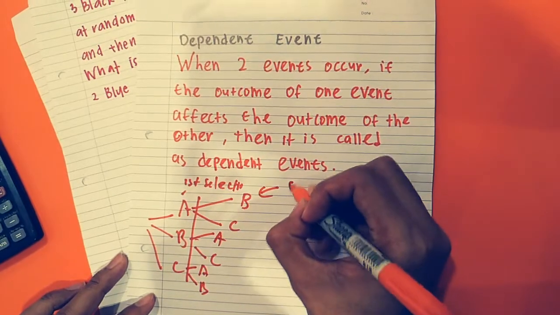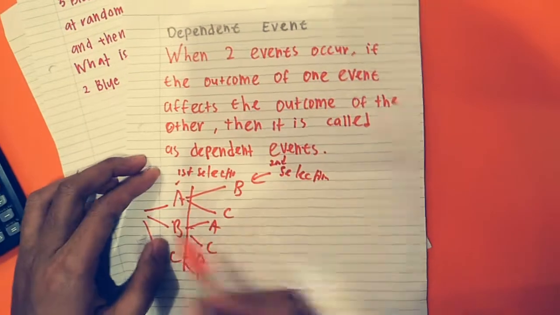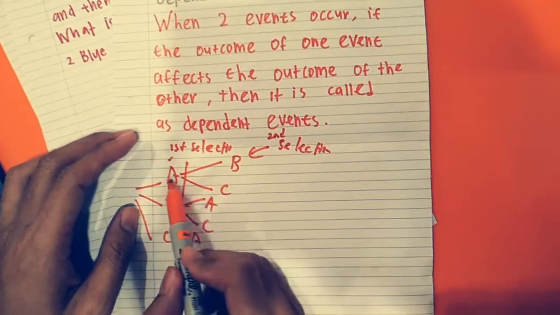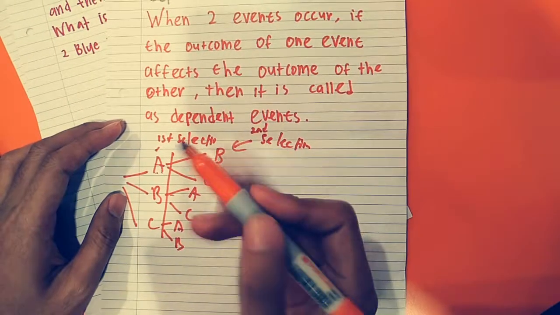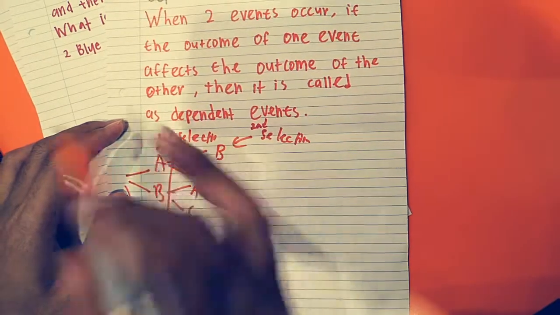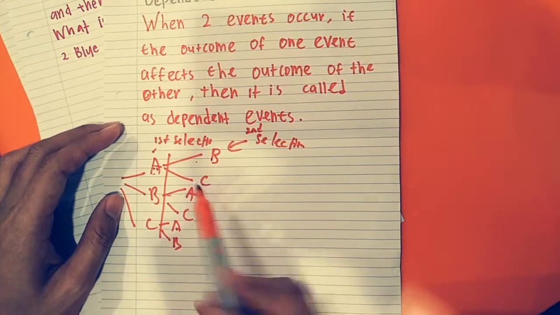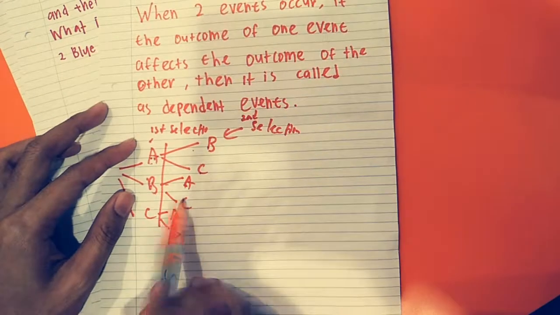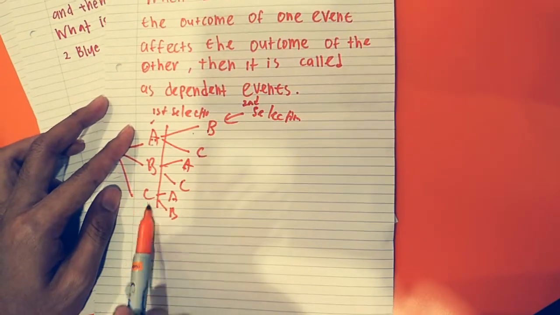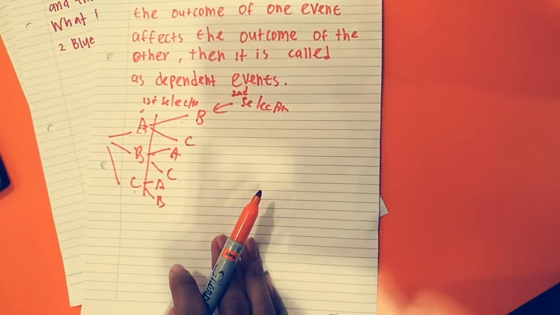This is the second selection. Okay, here first, when we take out A, for the second selection there is no more A because we do not replace them. So like this, we take A, left only B, C. In B, we took B, only left A and C. And for C, we took out C, only left A and B for the second selection. Okay, now let's go back to the question.